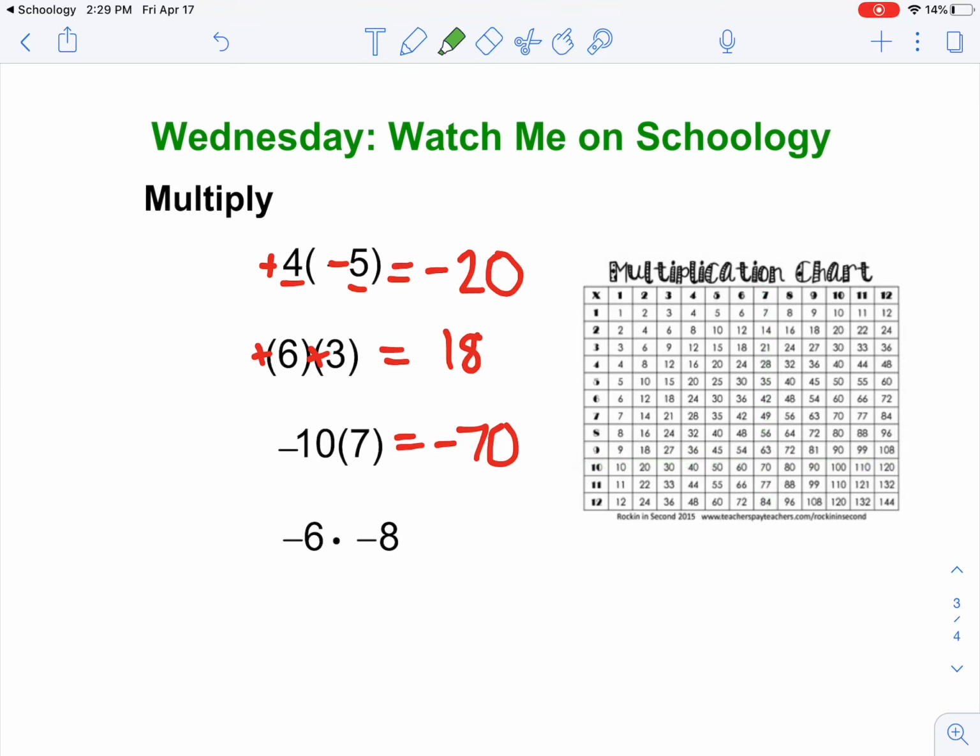Our next one, negative 6 times negative 8. So on the chart, we can find 6 and 8. So our answer is 48. And since we have negative times a negative, our answer is positive. So if it's the same sign, it's positive.